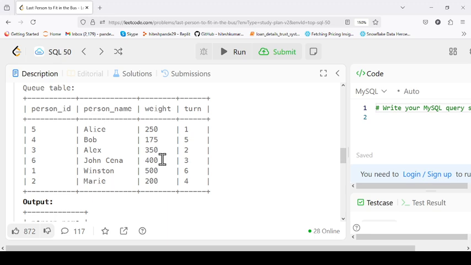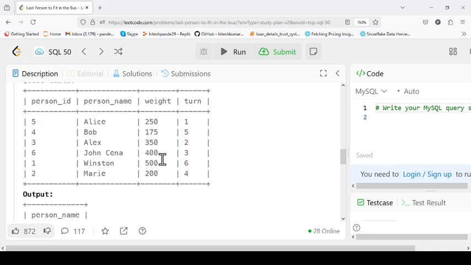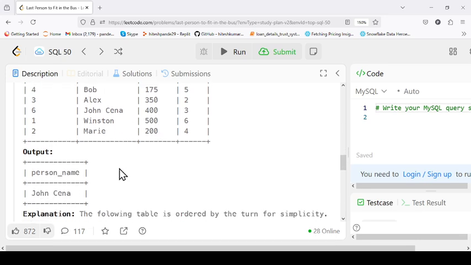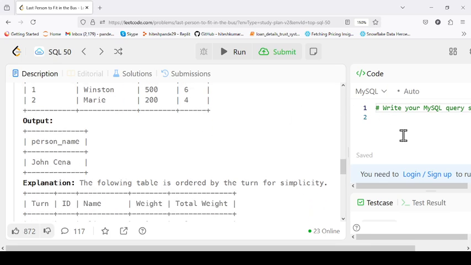So we have to write a query which identifies the last person who, while summing their weight to the total weight, brings it up to 1000. So we will get the output as John Cena. Okay. So likewise we have to write a query.